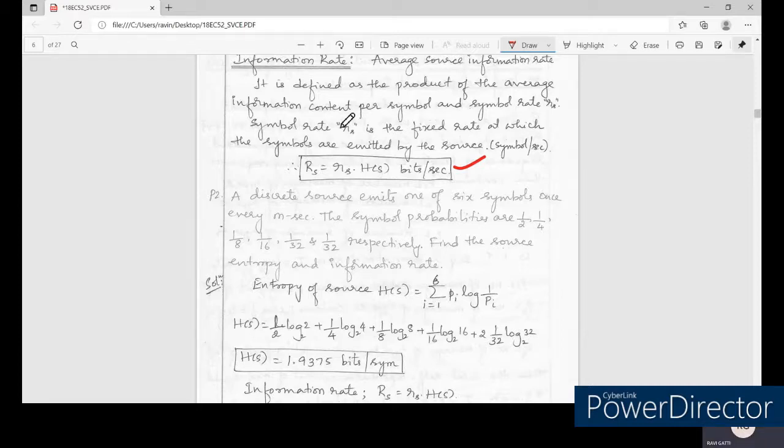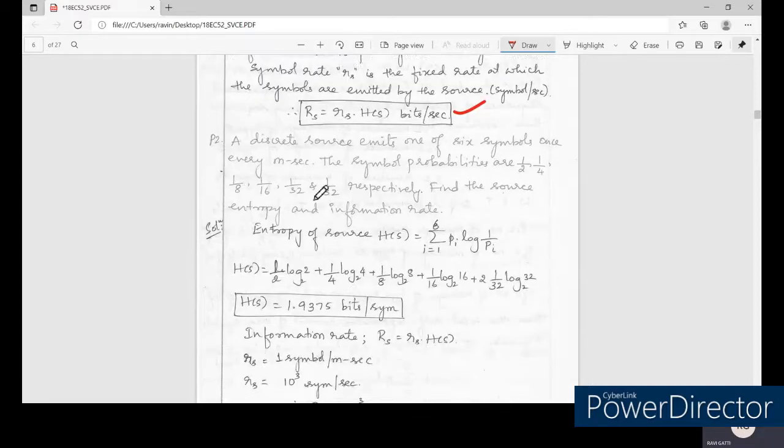So let us try to solve some problems associated with the average information rate, or based upon the entropy of the given signal. Let us consider this example. A discrete source emits one of 6 symbols once every m seconds. The symbol probabilities are given as 1/2, 1/4, 1/8, 1/16, 1/32, 1/32 respectively. So we have 6 symbols and their probabilities. Find the source entropy and the information rate.